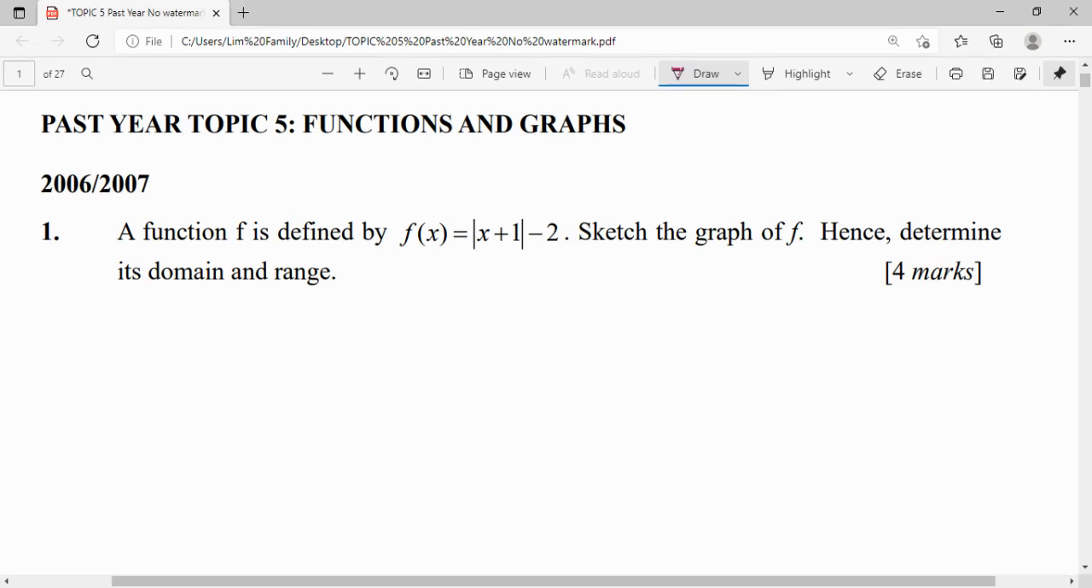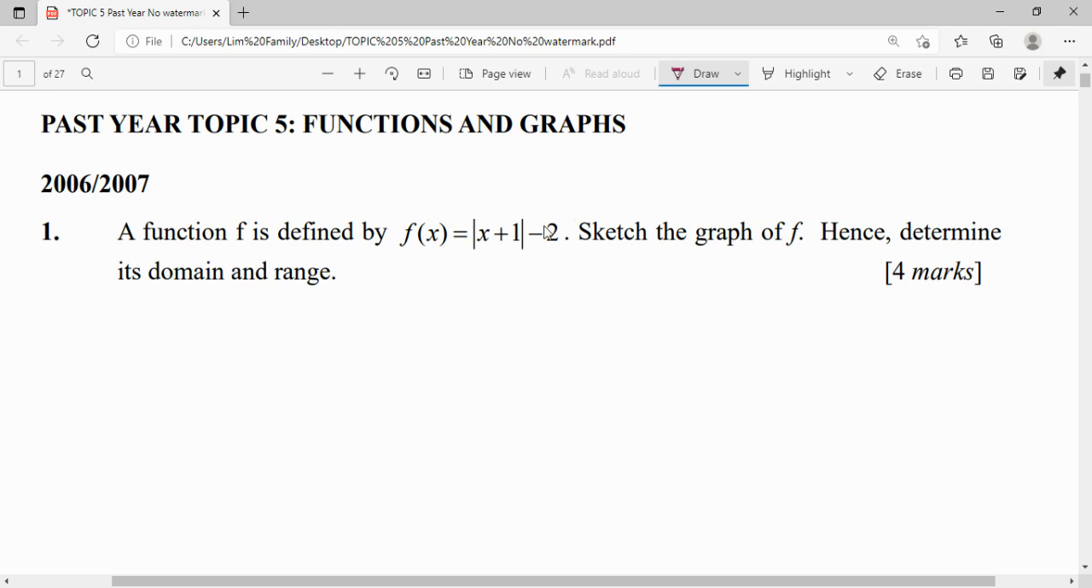So for past year 5, question 1. Given that a function is defined f(x) equals to modulus x plus 1 minus 2, sketch this graph and hence determine its domain and range. So first of all, I will do the domain and range in order to help us to draw this graph.